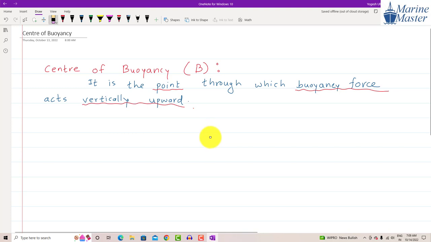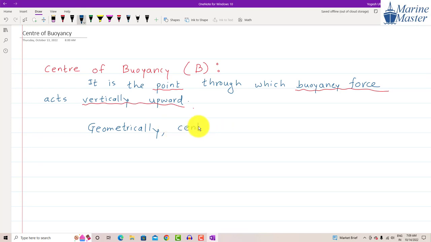Now try to see the next point here. Center of buoyancy is also the centroid of the volume of water displaced. I will explain the meaning of this while dealing with it. Geometrically, how are we going to find center of buoyancy? Understanding this sentence is very, very important to us. Geometrically, center of buoyancy.